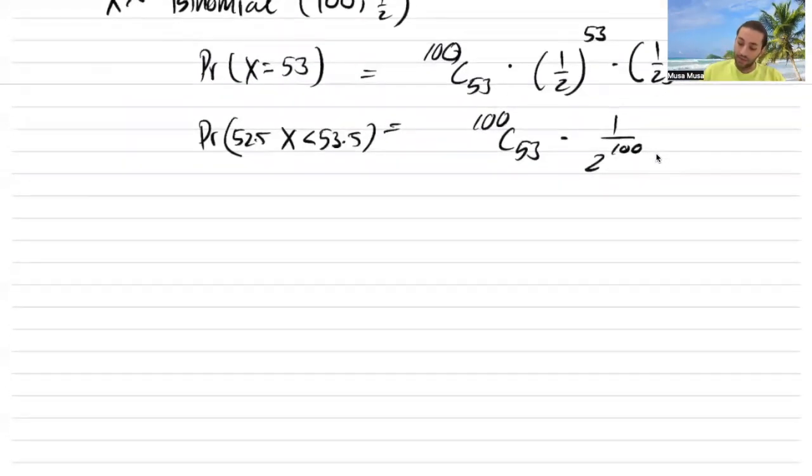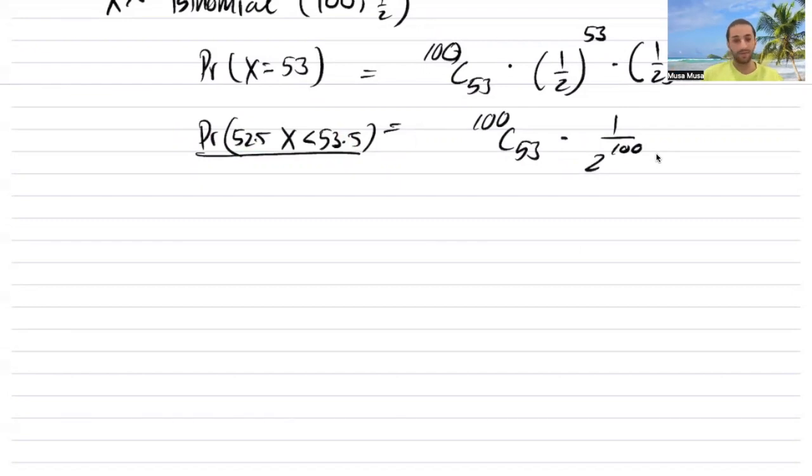Now for this, again, you can just find the z-scores for each of these. And once you've found the z-scores, you have to go to the z-score table, find out what this is, and then multiply it by 2 to the power of 100 to get the 100 choose 53. Okay. I think if there's any questions, just let me know.